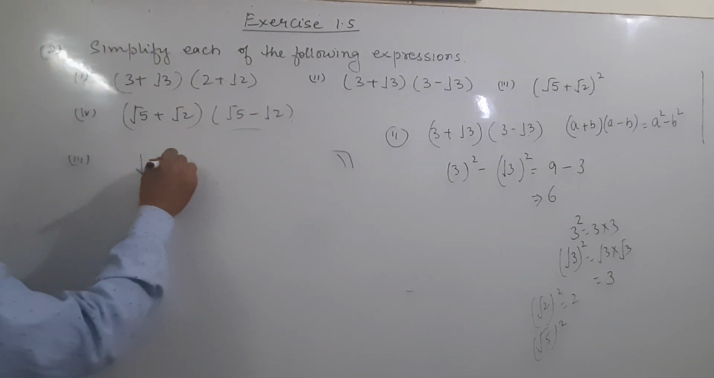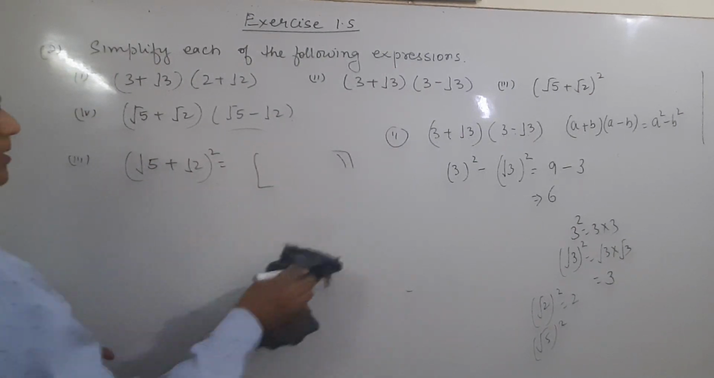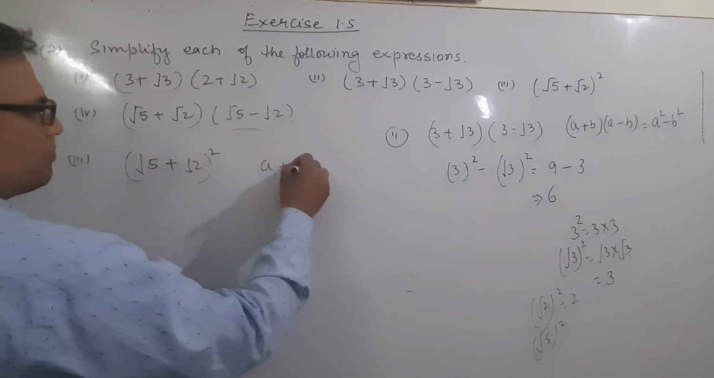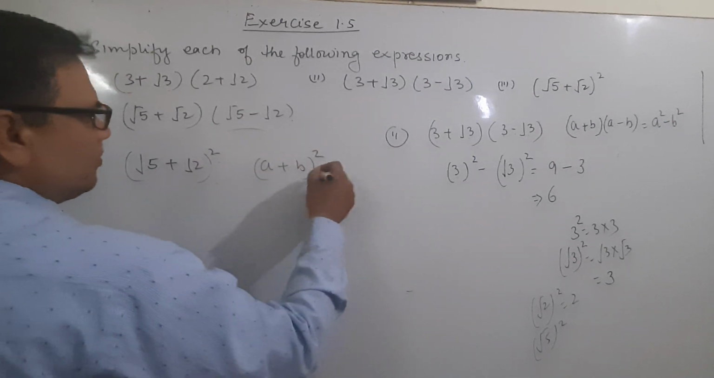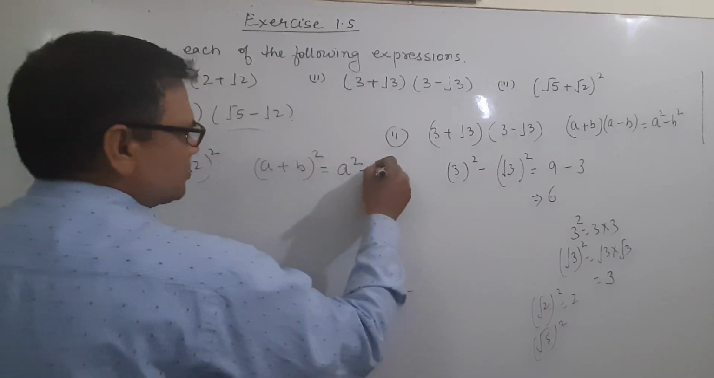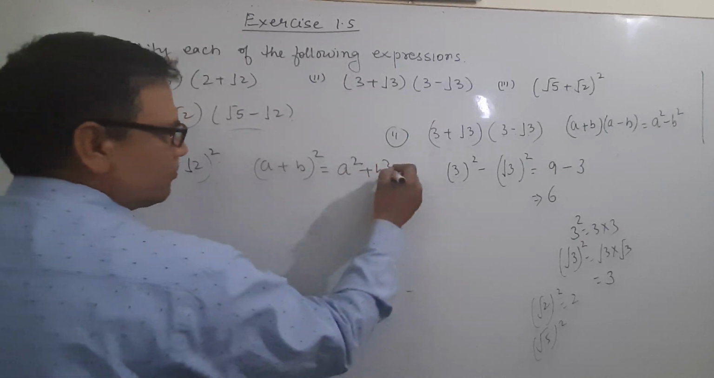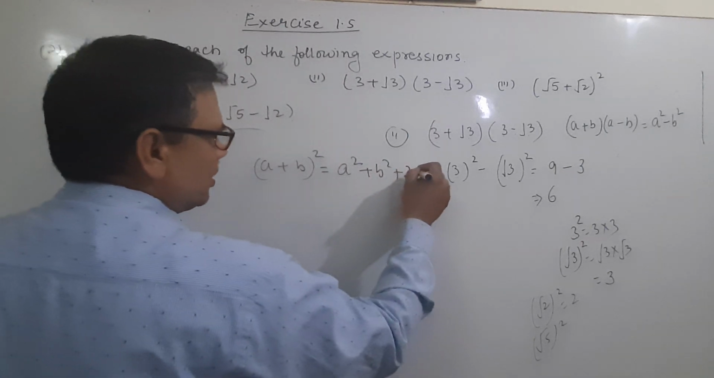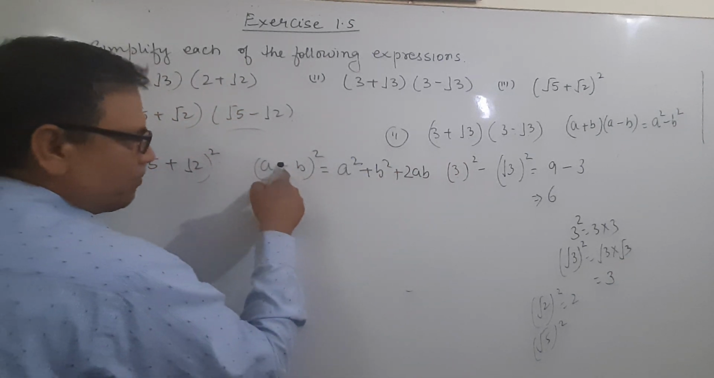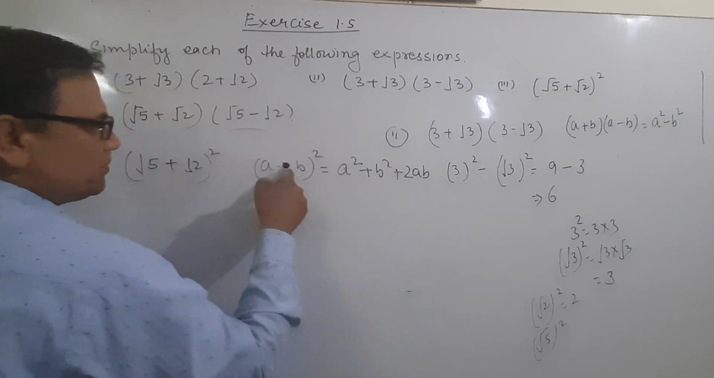Root 5 plus root 2 whole square. We have to apply which identity? This identity we will prove also. (a plus b) whole square means a square plus b square, plus 2ab. First you do the square of this one, then the square of this one, then plus 2ab.